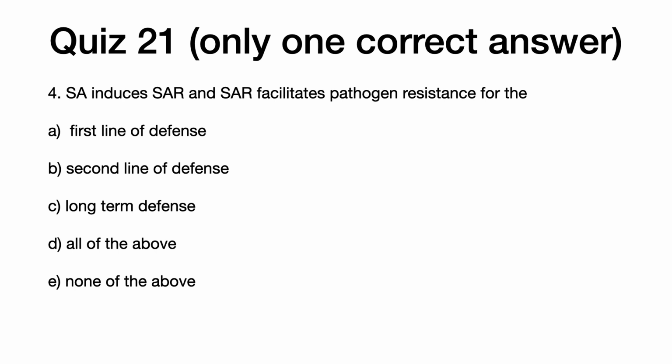4. SA induces SAR, and SAR facilitates pathogen resistance for the: A. first line of defense, B. second line of defense, C. long-term defense, D. All of the above, E. None of the above.